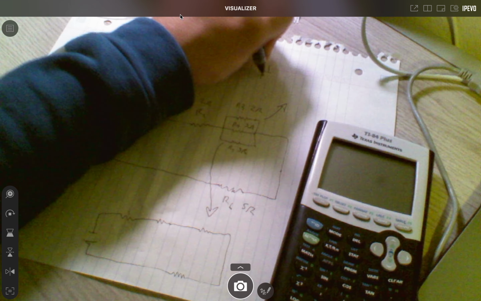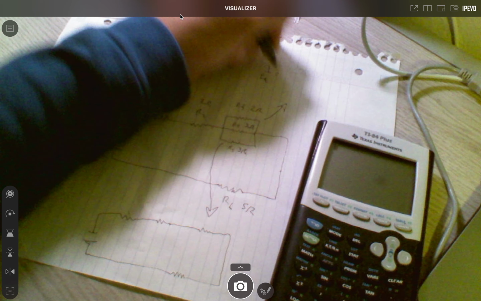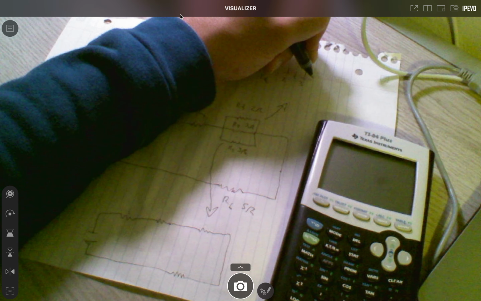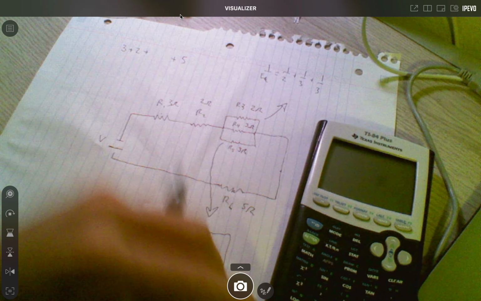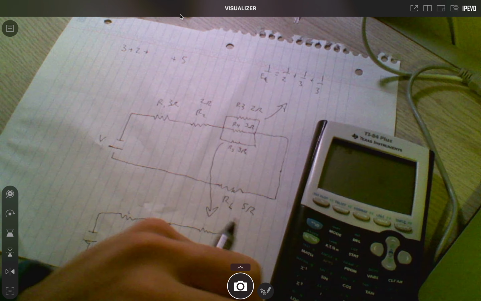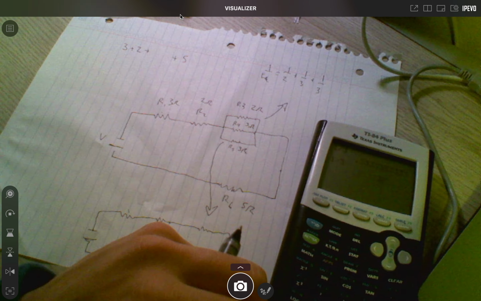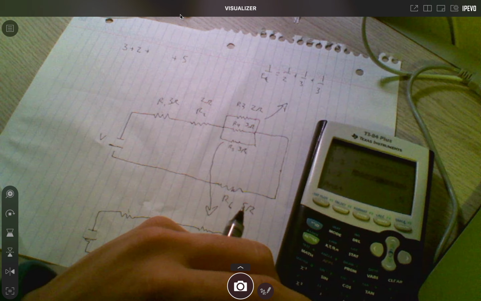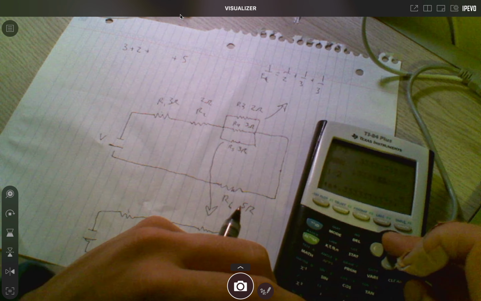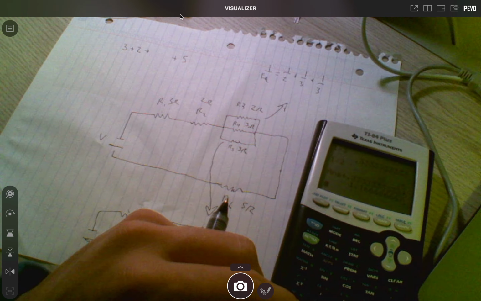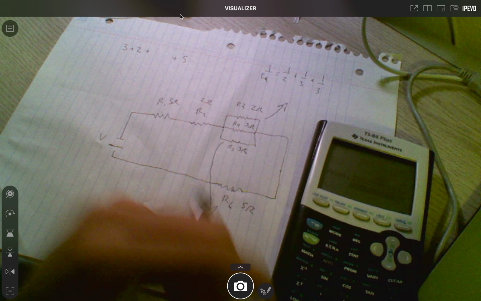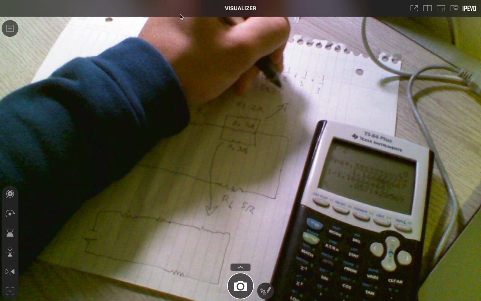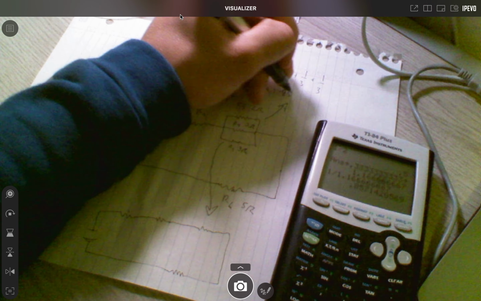1 over the equivalence here is equal to 1 over 2 plus 1 over 3 plus 1 over 3. So we're going to go 1 divided by 3, 1 divided by 3, and 1 divided by 2. Add all these up. Then we take the inverse of that, and then our equivalence is equal to 0.857.